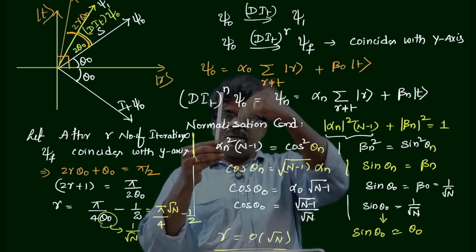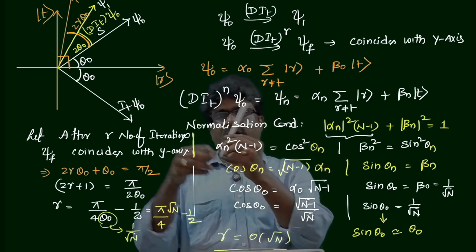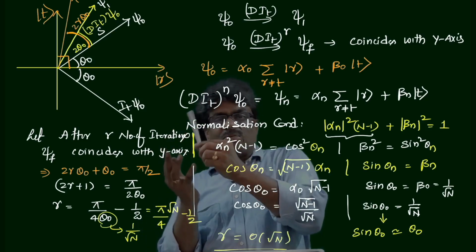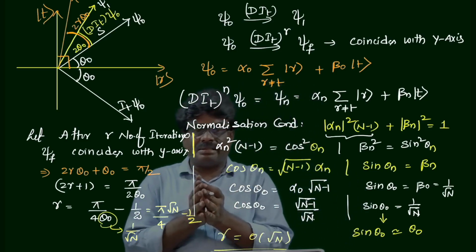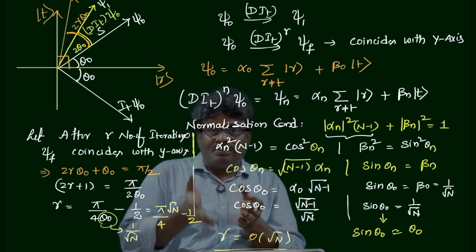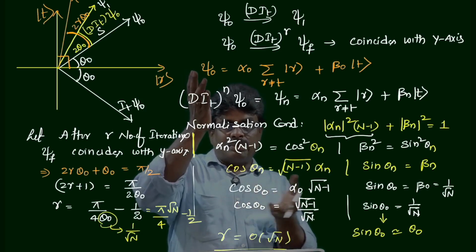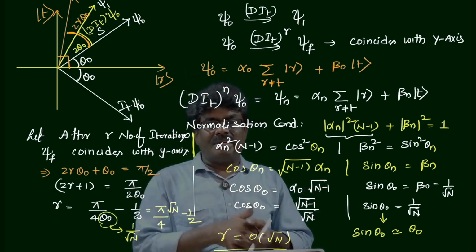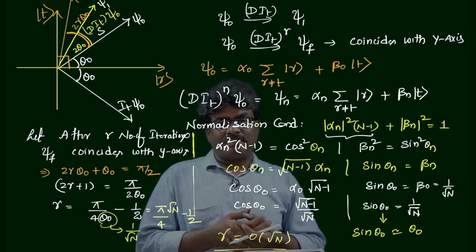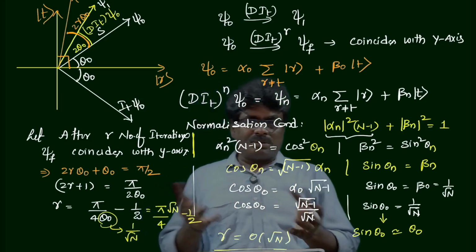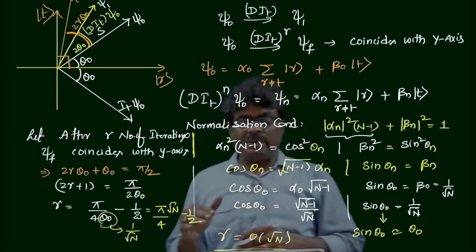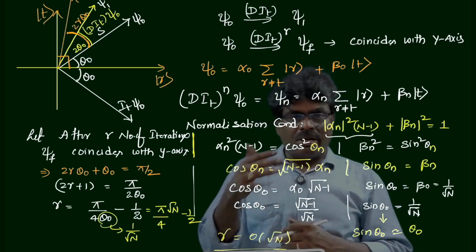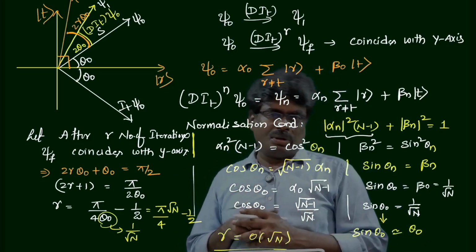Like this, if you do some number of iterations, finally it may come close to the y-axis. What is the meaning of coming close to the y-axis? The amplitude of the target state is increasing and the amplitude of the remaining states is decreasing simultaneously. Here I just used school level trigonometry algebra to show that the number of iterations is of the order of root n.